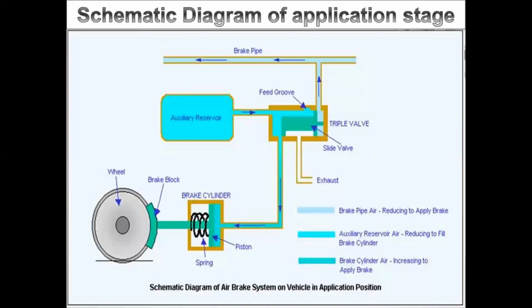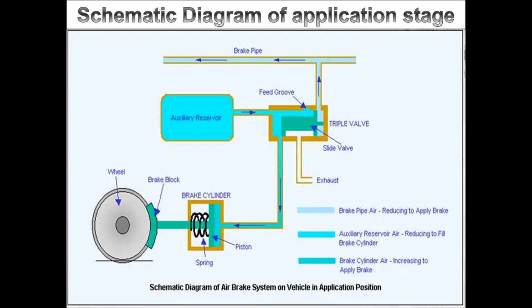You can see the overall working of the application stage. Whenever the brake pedal is pressed, automatically there is a cylinder. In that cylinder, there is a piston, and there is air available in that cylinder. When the piston is moving, automatically the air is compressed, and the air is passed through the pipelines.